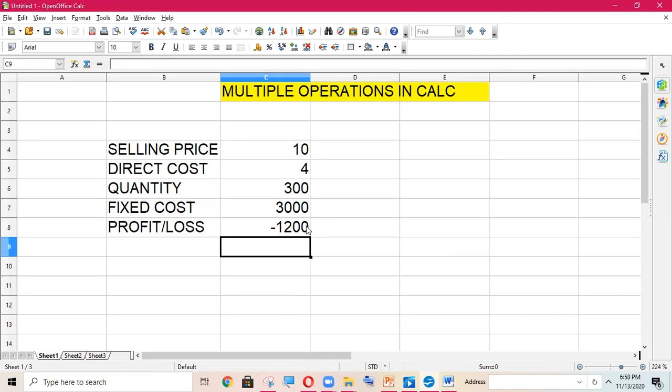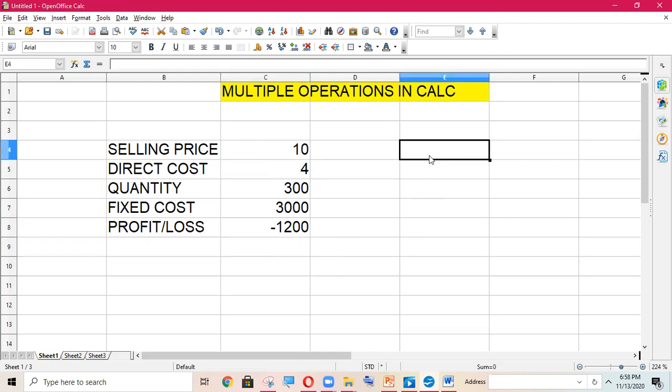So you got the value of minus 1,200 rupees. So there is a loss. If you get a positive number, that is, above zero, it is a profit, and if the answer comes in negative, it is nothing but a loss. So as you can see, if you sell 300 pens at the cost of 10, you get a loss of 1,200 rupees. So that's not good, right?